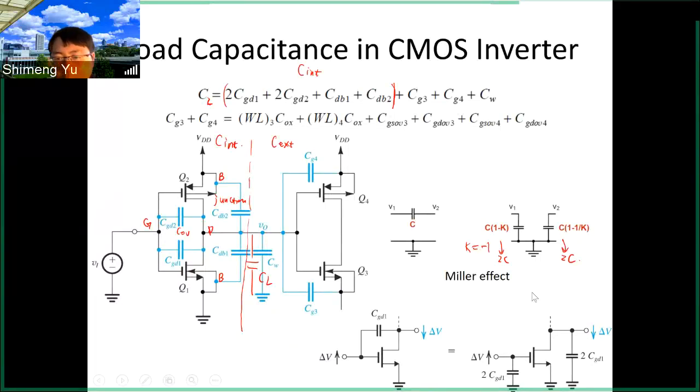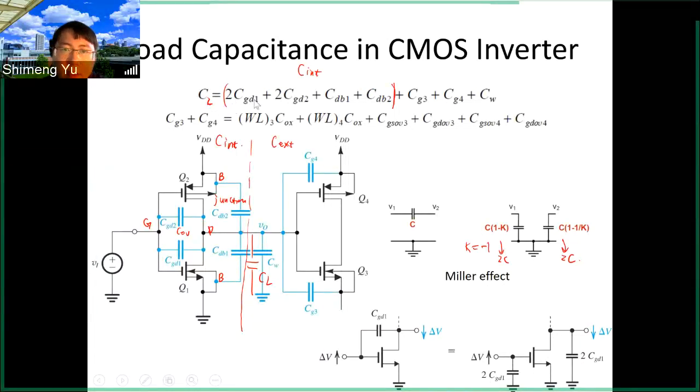And we're not going to discuss more details on this Miller effect because this is an important topic for the analog circuit design. If you are designing like an amplifier, then this is very important. And here for the digital circuit, we were not going to discuss more details on this Miller effect. The conclusion is that here for the CGD, there's a factor of 2 in front of that.